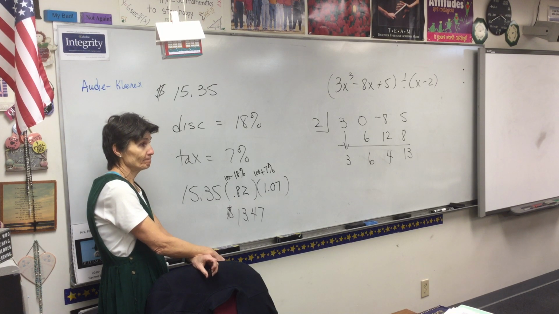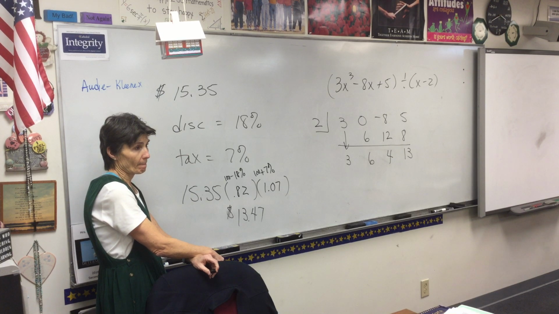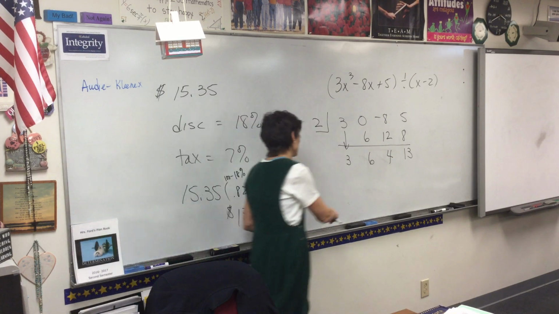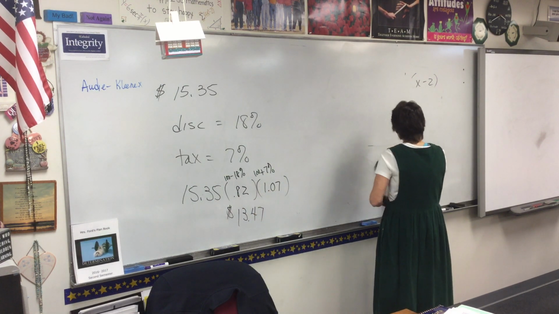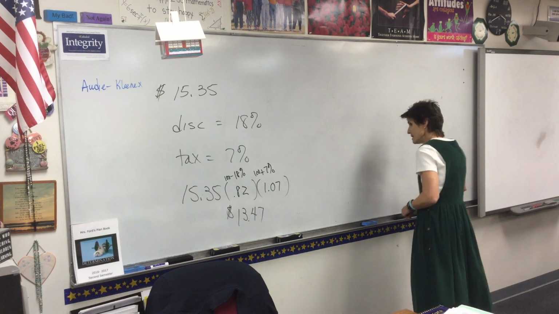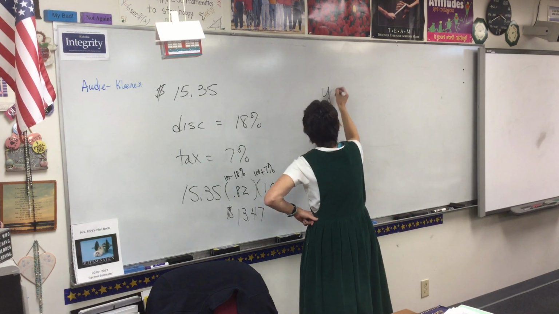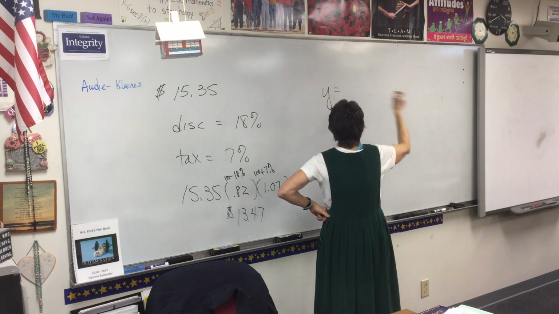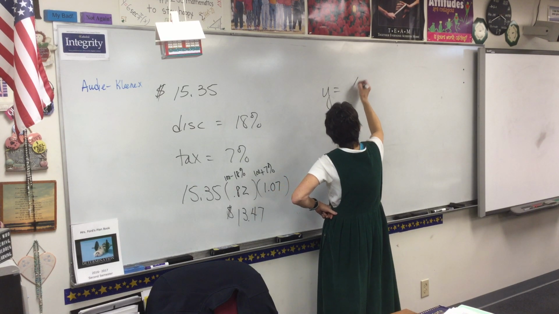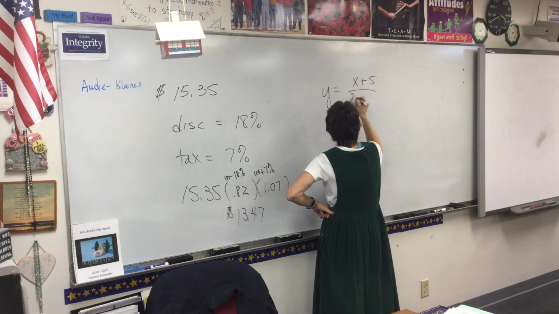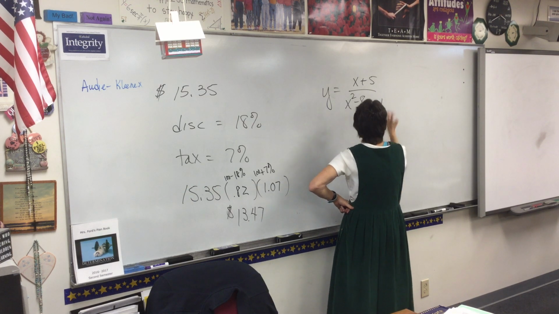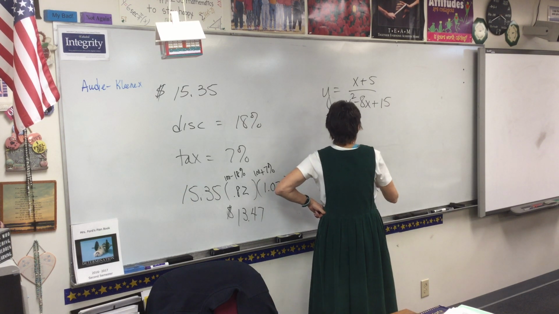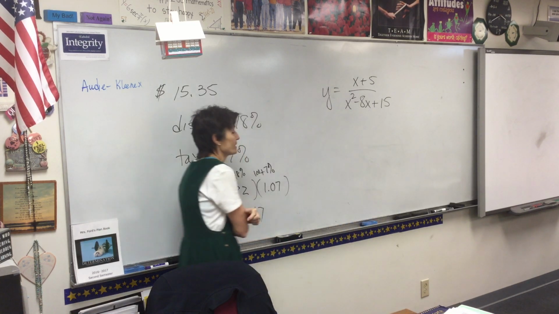Anything else? Oh, I have one. Find the asymptotes of f of x. So we did problems where you had to graph everything. Remember, it had asymptotes and holes and intercepts and all that. You're not doing that, but you're taking a picture that looks like that, like x plus 5 over x squared minus 8x plus 15. Yeah, something like that.